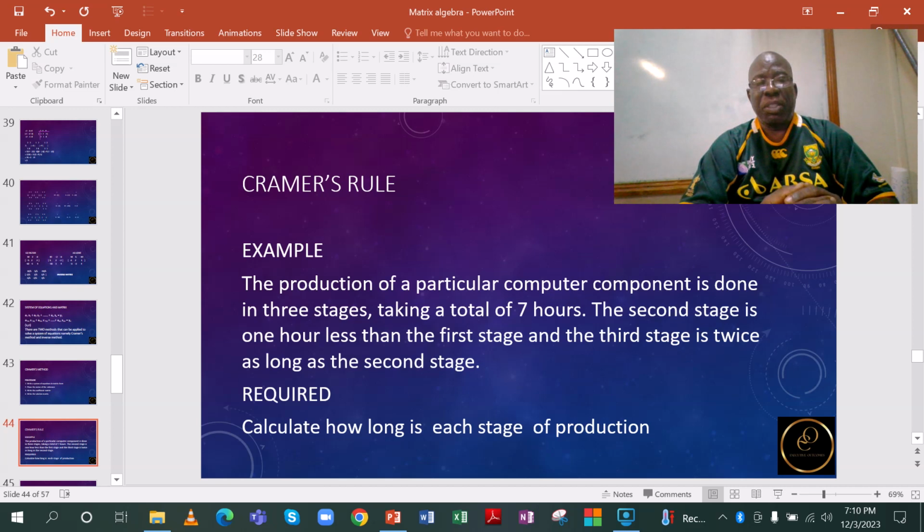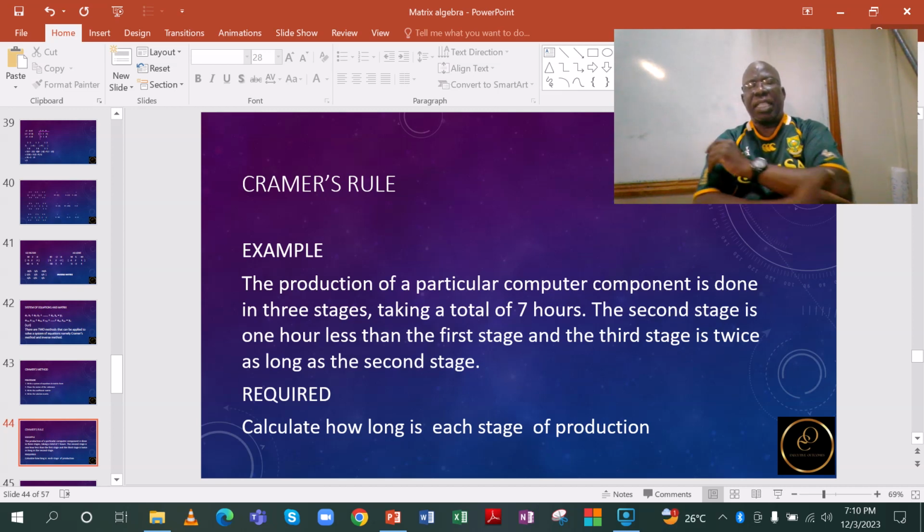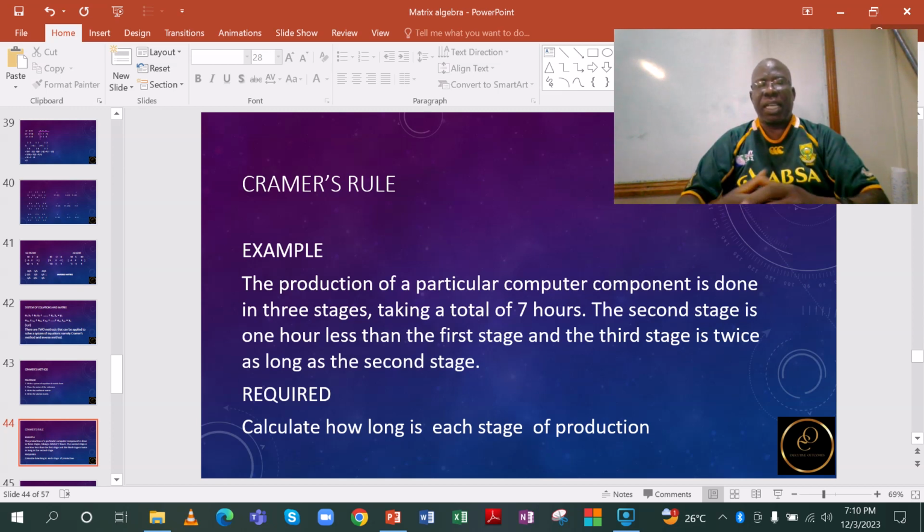In the example, the production of a particular computer component is done in 3 stages, taking a total of 7 hours. The second stage is 1 hour less than the first stage, and the third stage is twice as long as the second stage.